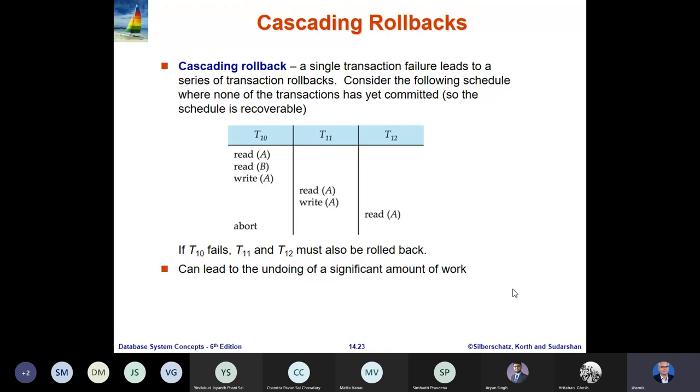Now, if T10 aborts, it will also have to abort T11 because T11 did it wrongly. It will also have to abort T12 because it read a wrong value which was written by T11 based on what was written by T10, and so on. So it results in a cascading rollback. A lot of things will have to roll back. None of the transactions has yet committed, so the schedule is recoverable, but it will be cascading. So we have these difficulties that we have to think of when we come up with the various schedules.